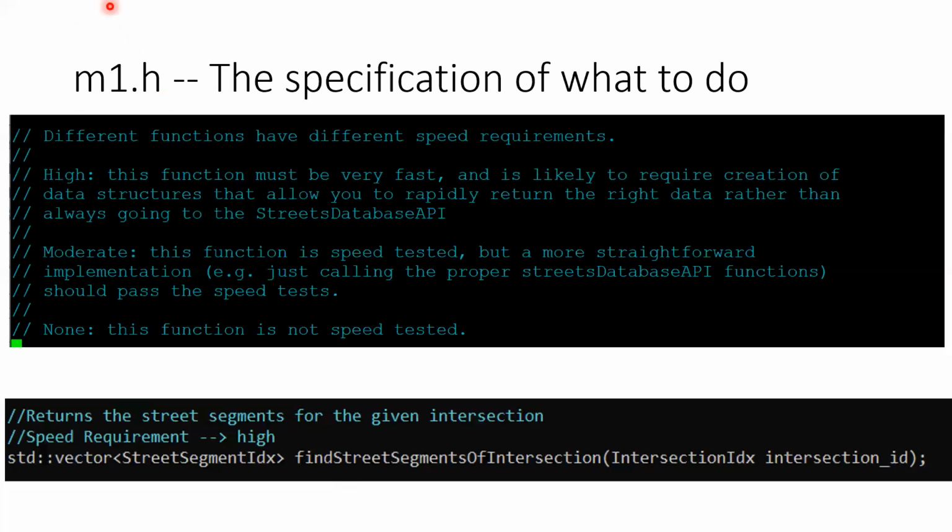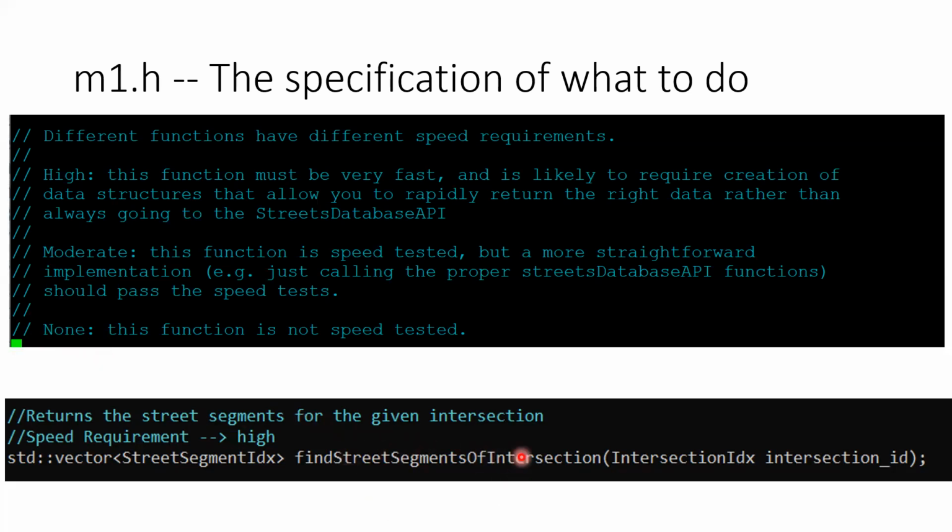Also in the M1.8 comment, you will have 3 different speed requirements. For high speed requirements, the function must be fast, and it will likely require creation of data structures to access data really fast. For moderate, the function is speed tested, but usually you can do it with a more straightforward implementation. And none means that the function is not speed tested.